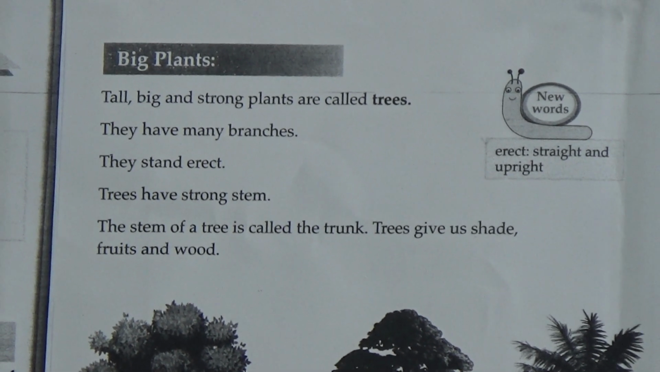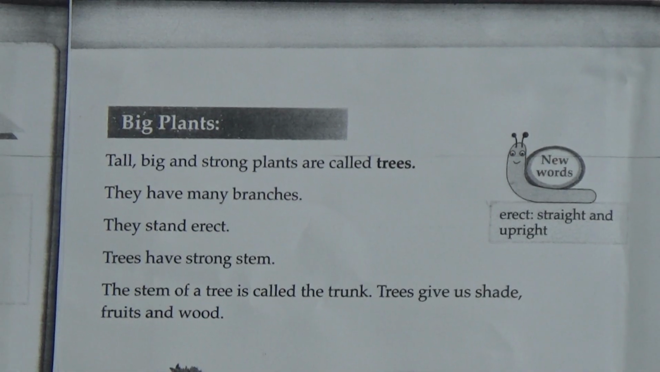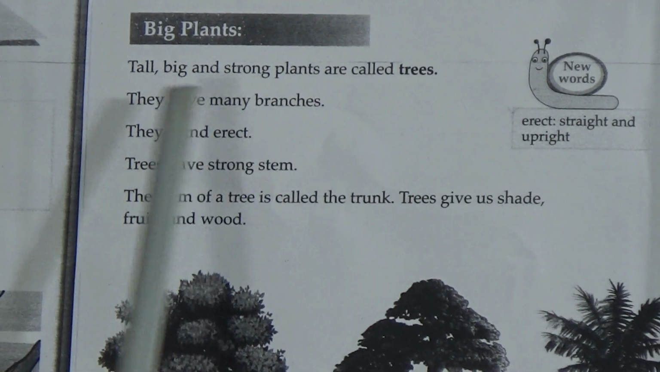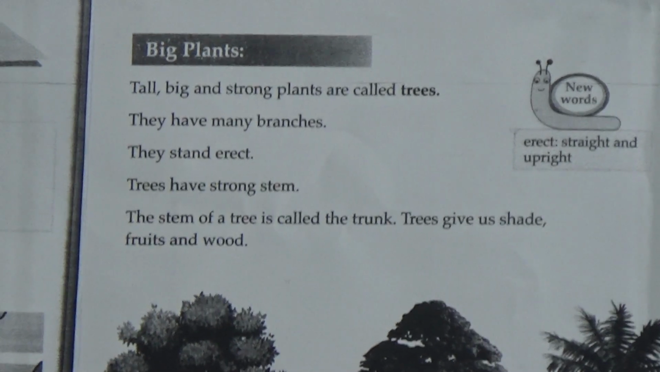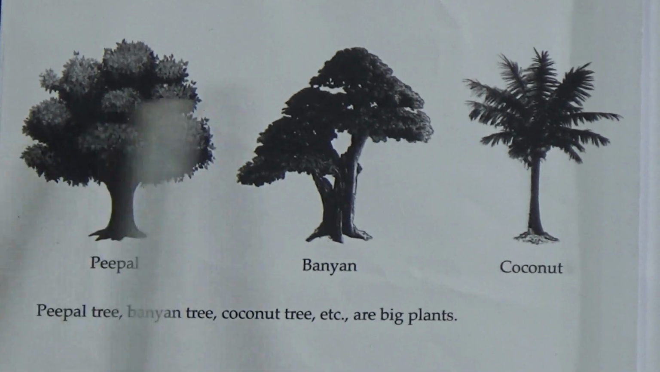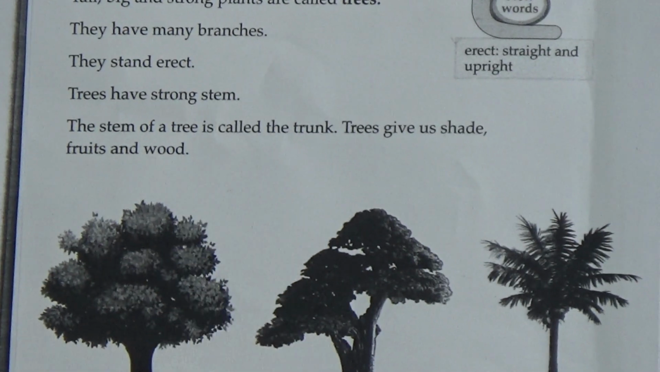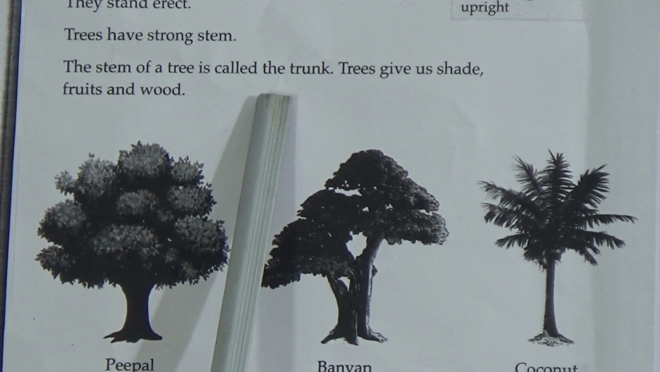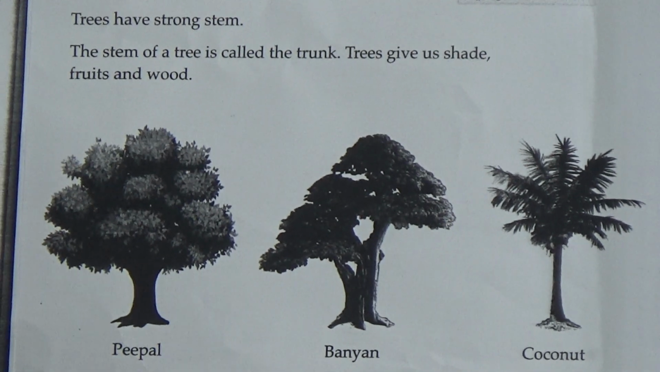Plants are of different types. Some plants are weak, some plants are strong. So the plants which are tall, big and strong, we call them tree. They have many branches. They stand erect. You can see the picture of the tree. Trees have a strong stem. Their stems are very strong. The stem of a tree is called trunk. Tree gives us shade, fruit and wood.